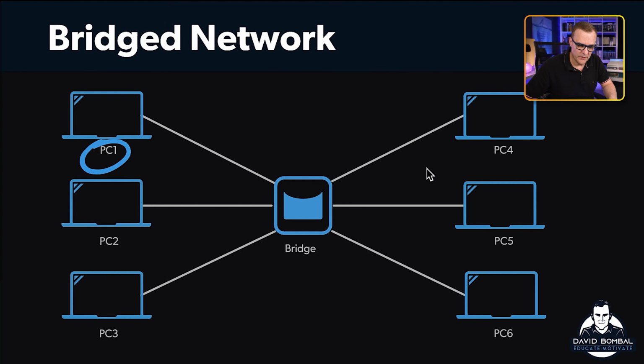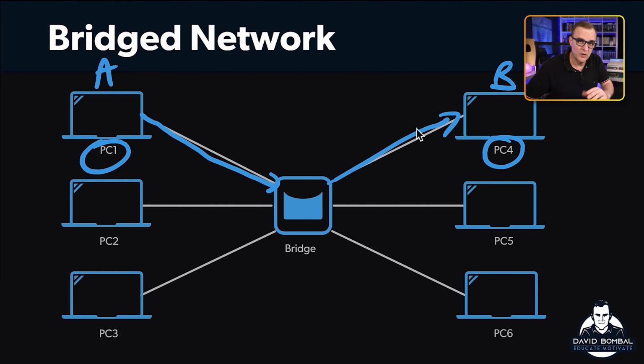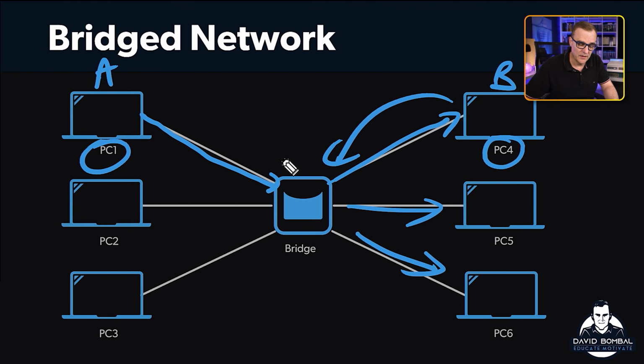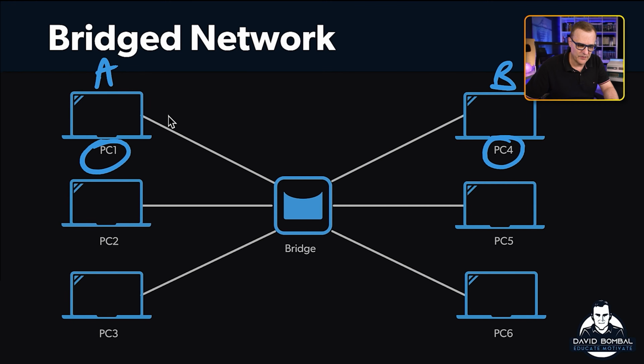So if PC1 sends traffic to PC4 as an example, let's assume the MAC address of PC1 is A, MAC address of PC4 is B. MAC addresses are 48 bits in length, written in hexadecimal. I'll just keep it very simple here. PC1 sends traffic to PC4. The bridge will learn where the MAC addresses are of the devices. Initially, it will flood the traffic out of all ports until PC4 replies and the bridge learns where the device is. But once it's learnt where devices are, all traffic sent from PC1 to PC4 is only sent out of this port. Let's assume it's port 1, 2, 3, 4, 5, and 6.